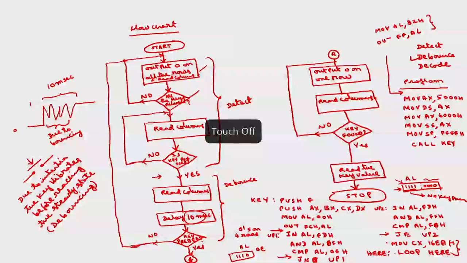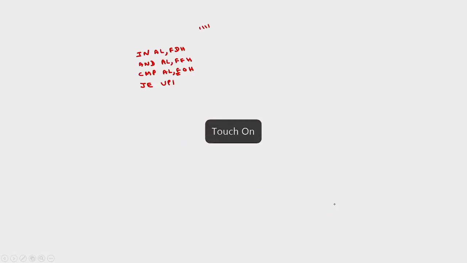So equal means if AL is having the upper 4 bits as 1111, no key is pressed, which means that the previous key press we found before the delay was due to noise. So I have to wait until a valid key is pressed. I have to jump again to the starting of up 1, because the key press was due to noise or the debouncing effect.